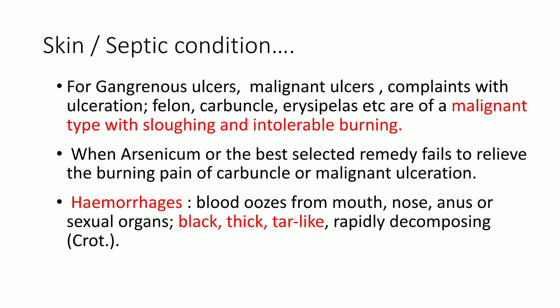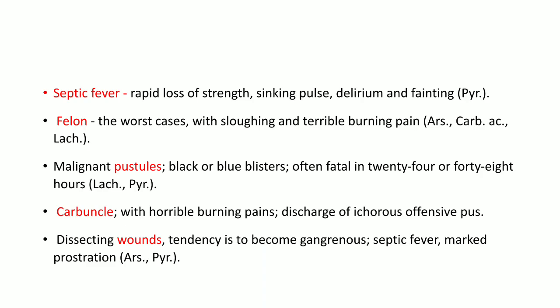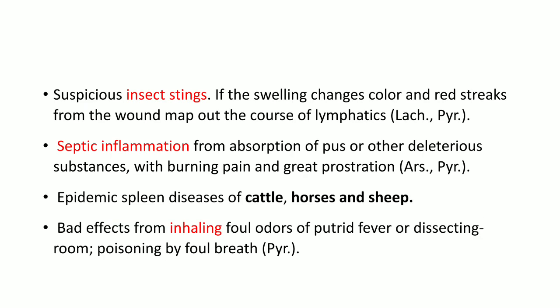Again, it is given for felon, almost all skin conditions, felon. The worst type is with sloughing and pain. Then malignant pustule with the color changing to blue or black, which is very much fatal. Again, for carbuncle with the characteristic burning pain and discharges often offensive. Then for wounds that become gangrenous with septic fever and much prostration. Again, a remedy for insect bite where we can mark out the course of lymphatics by a red line. Then for all septic inflammation due to absorption of pus, associated with burning pain and great prostration. Even given for epidemic splenic disease of cattle, sheep, horses, etc. And we can also consider it as a remedy for bad effects from inhaling foul gases.